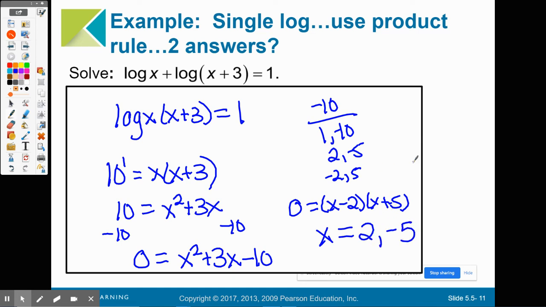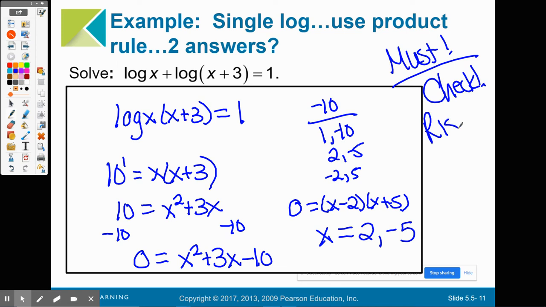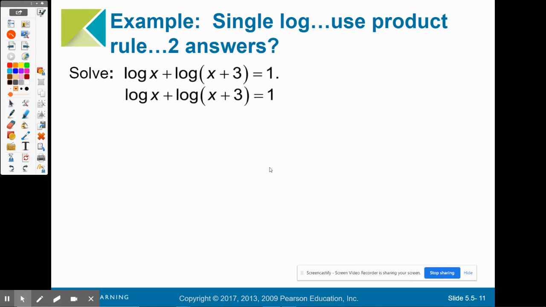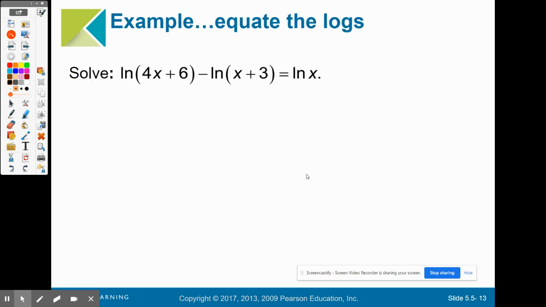Well, what do I have to do here? You must check. Why do I have to check? You have to check because there are risk factors. The domain is not all real numbers, guys. If I plug in 2, will it be okay? The log of 2, that's okay. You can have a log of 2 and you can have a log of 5. But are you allowed to have log of -5? Can you have 10 to some power equal -5? No. You cannot get negative answers. So that's what we call extraneous, and you would have to throw it away. You'll check them both and you'll see it won't work.